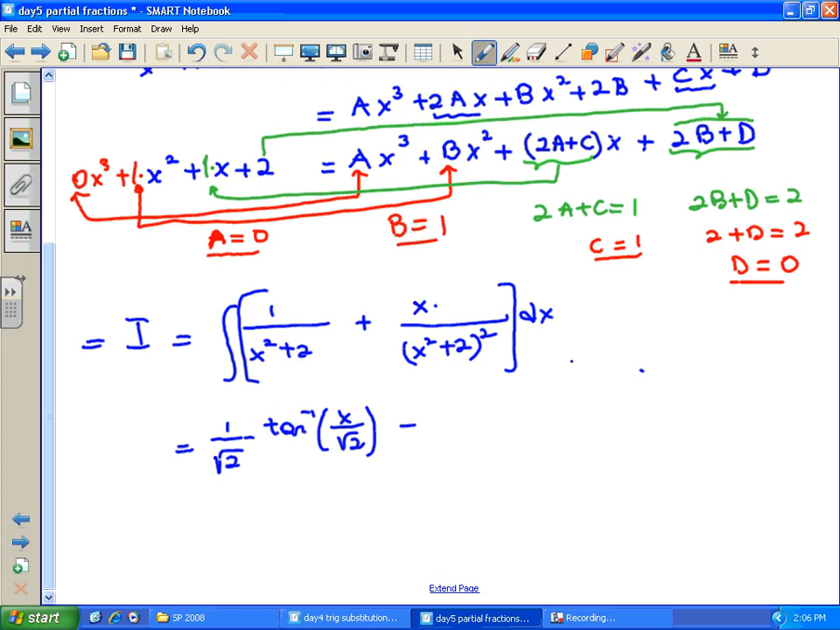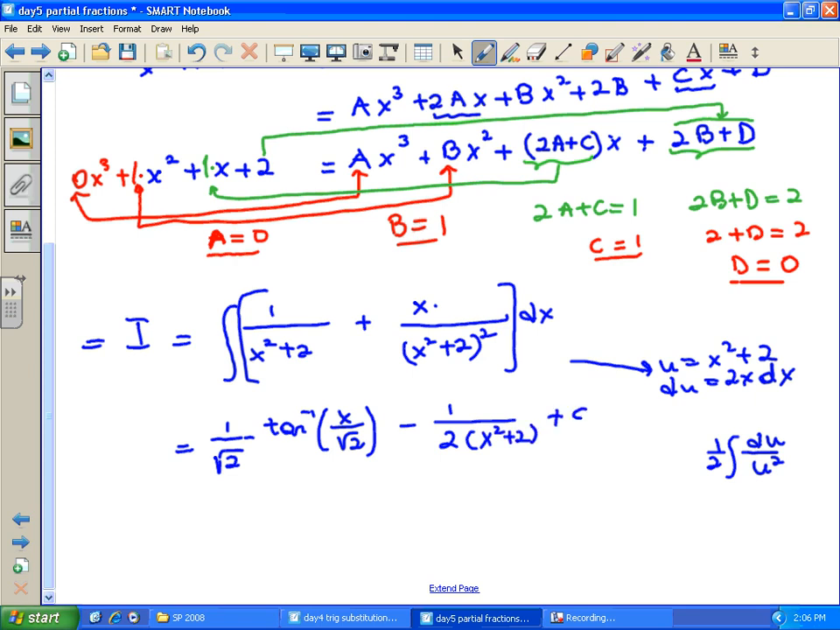So you could let u be equal to x squared plus 2. So du is 2x dx. And when you write it in the integral, it's going to look like the integral of 1 half du over u squared, which is negative 1 over 2u on the bottom. So that's the same as negative 1 over 2u. And since u is x squared plus 2, I put it in there. There we have it.